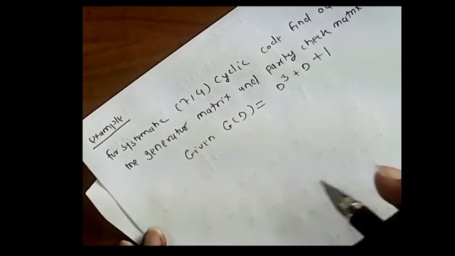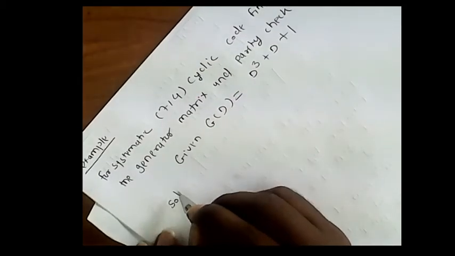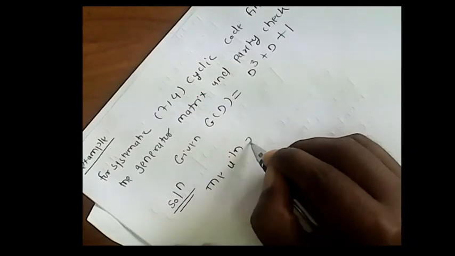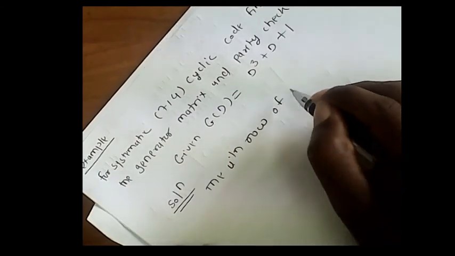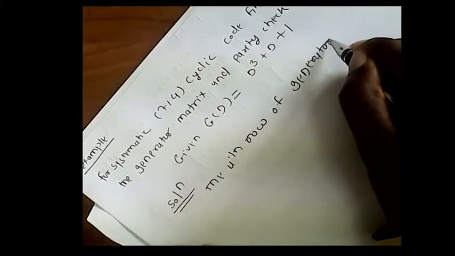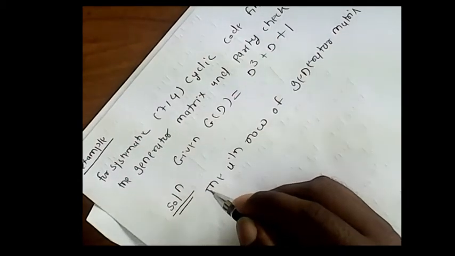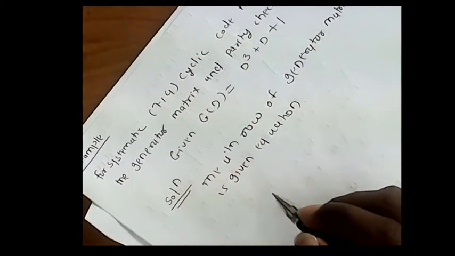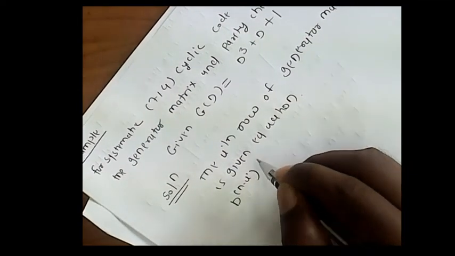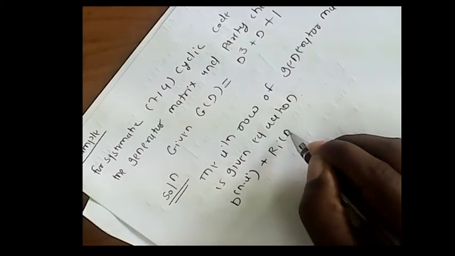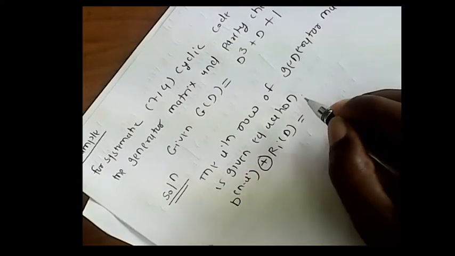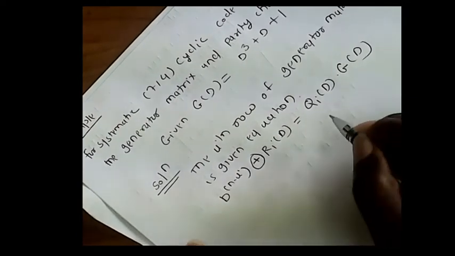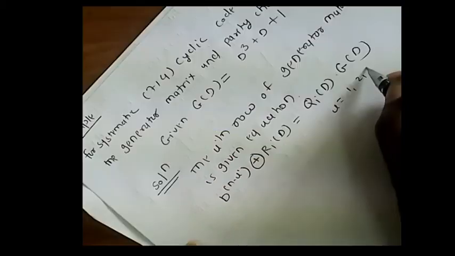Now we can find the solution. The ith row of the generator matrix is given by the equation d raised to power n minus i plus r of d, the remainder polynomial of the ith row, equals the quotient of the ith row into the generator polynomial, where i is from 1 up to k values.